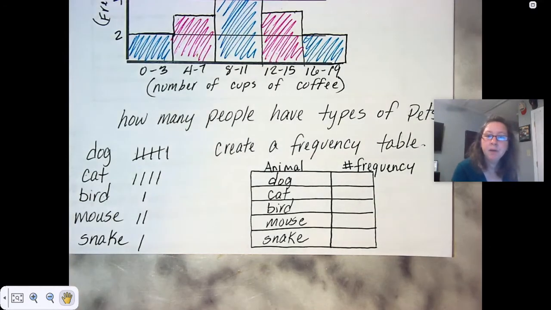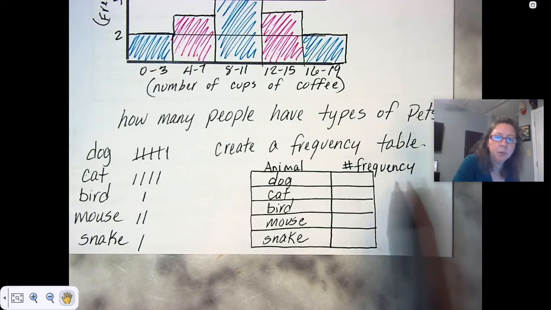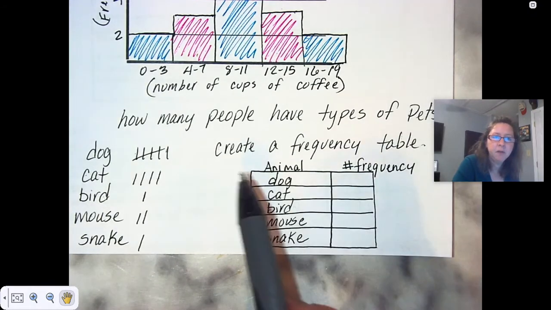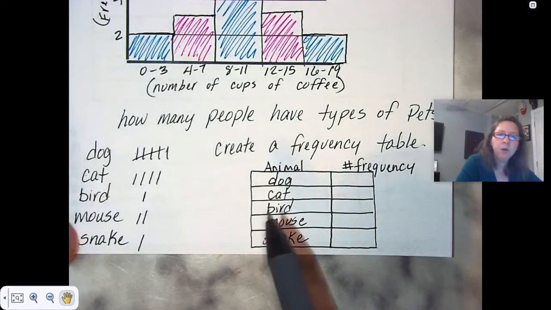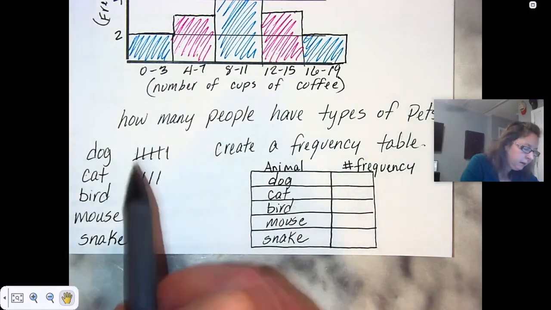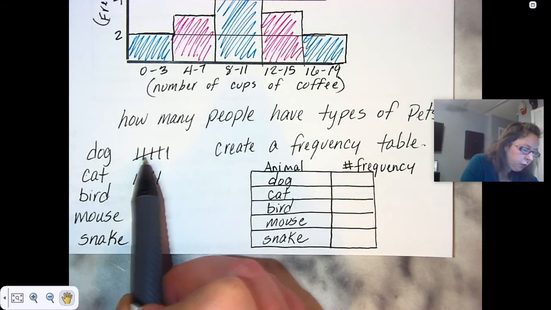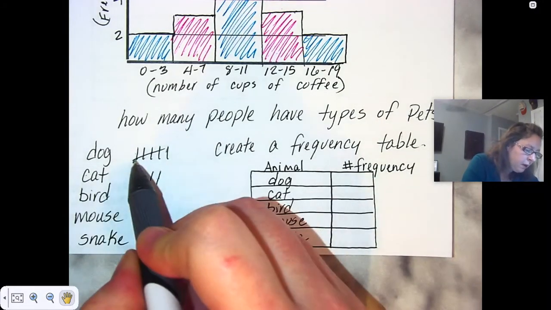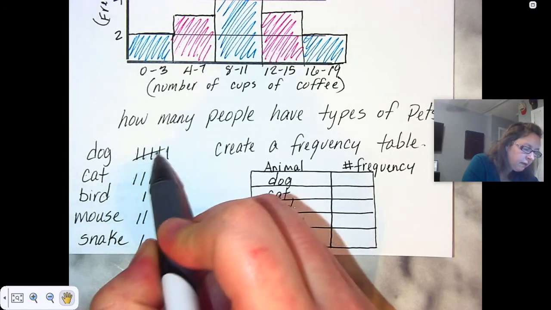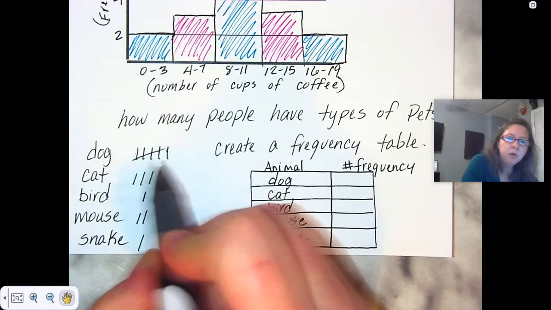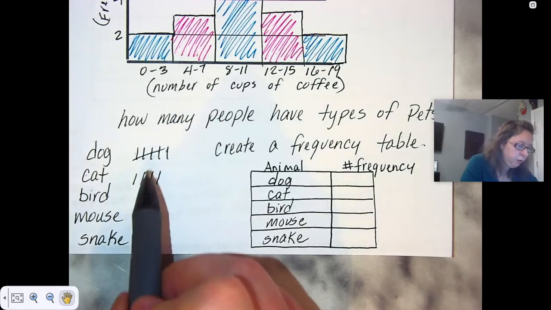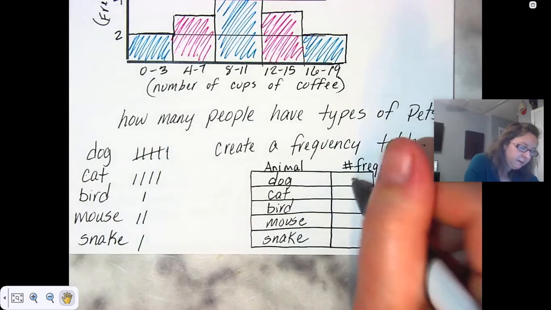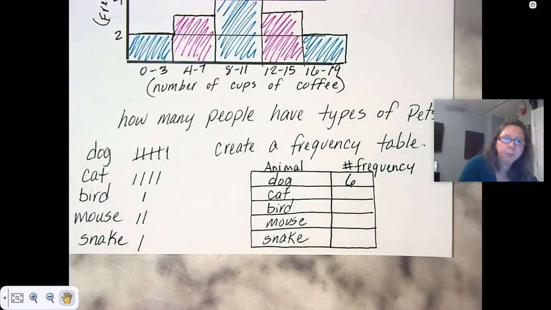All right, so I have filled in my 5 different types of animals that people have. And now what I'm going to do is count my tallies, get my frequency, and fill it in the chart. Just in case you don't remember how to count tallies, this is 1, 2, 3, 4. And then when you see this cross, that's 5. So tallies help you count really quick. So I know that 5 plus 1 is 6 people have dogs.